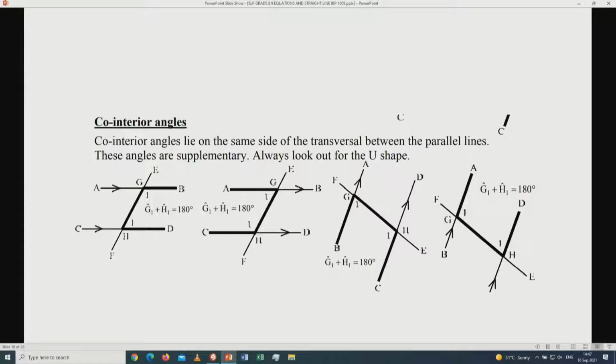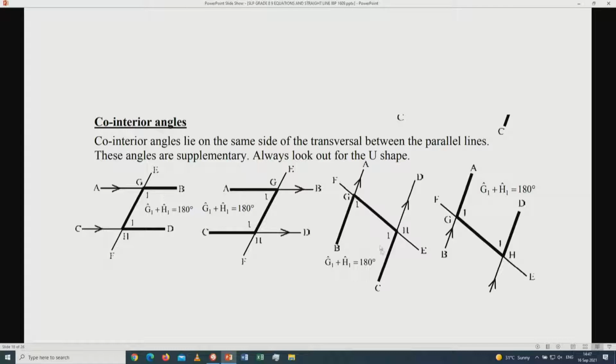Co-interior, the name says co-interior. Again, we check the relationship, the position. Here we see they are both on the same side of a transverse, but they are within the parallel lines. When you add them, they give you 180. Both within the parallel lines, but on the same side of a transverse. When you add them, they'll give you 180.